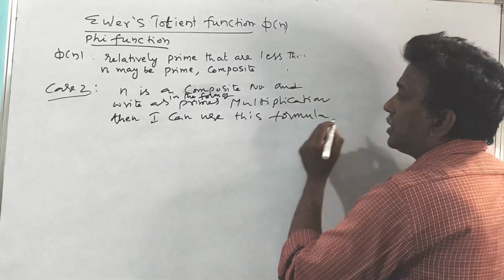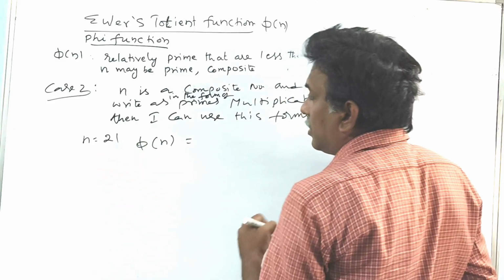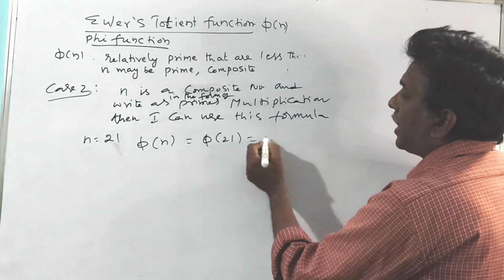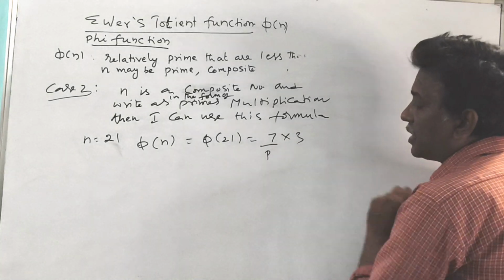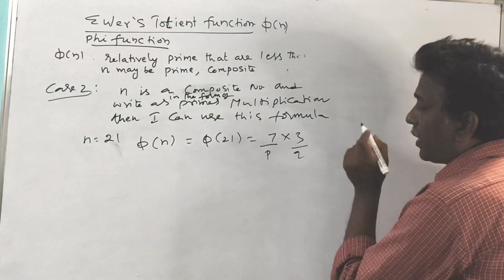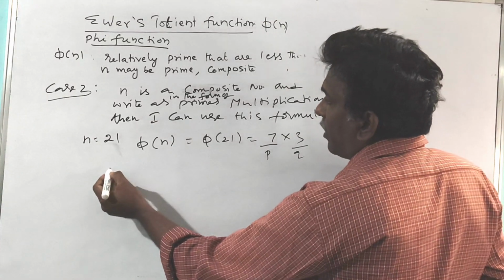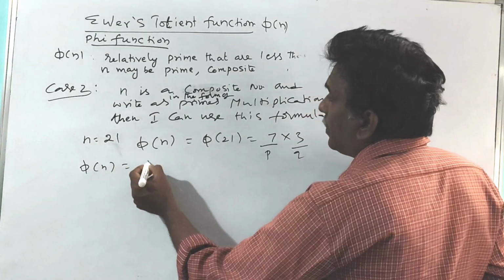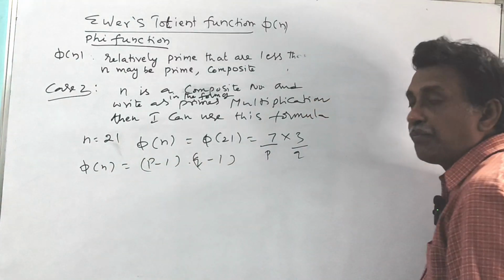So the formula, in case n is equal to 21: phi of n, that is phi of 21, can be written as 7 into 3. So 7 is a prime number which is treated as p, and 3 is a prime number which is treated as q. So in this case, what is the formula for the prime? Phi of n is equal to (p minus 1) into (q minus 1). You can write it like this directly.